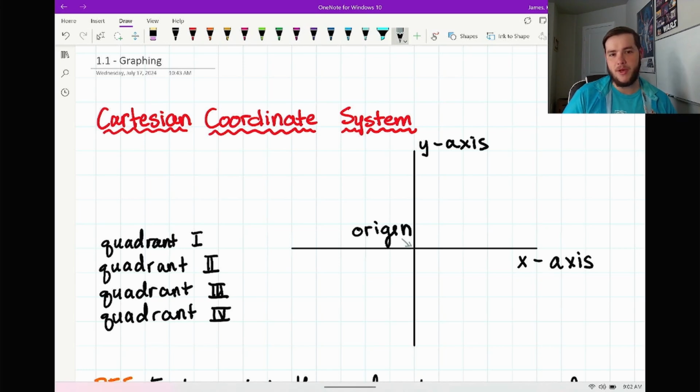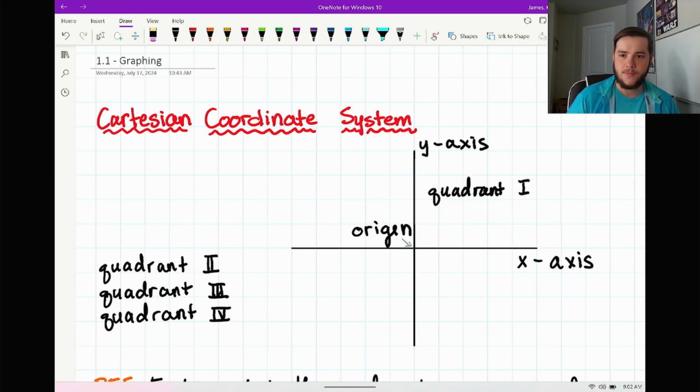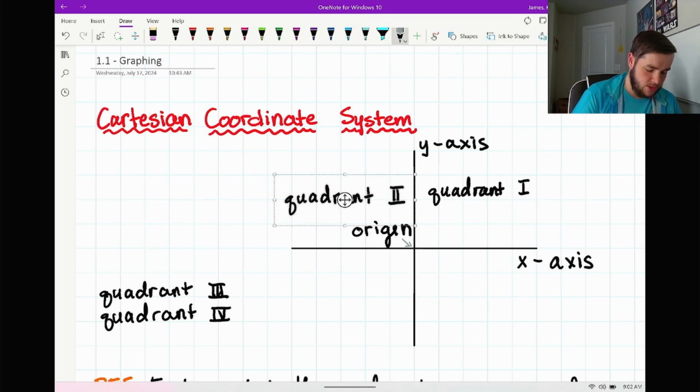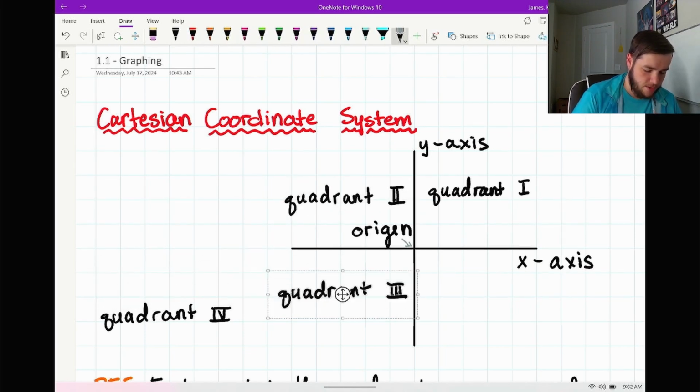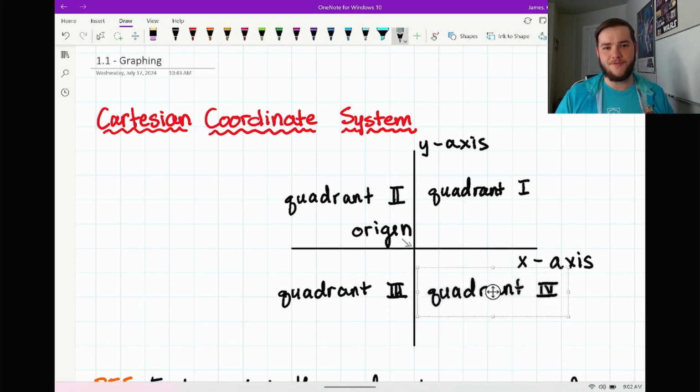This separates the plane into four pieces, which we call the quadrants. We start by calling the top right one quadrant 1, and then we move counterclockwise, because mathematicians have to be difficult. So this is quadrant 2, quadrant 3, and quadrant 4.